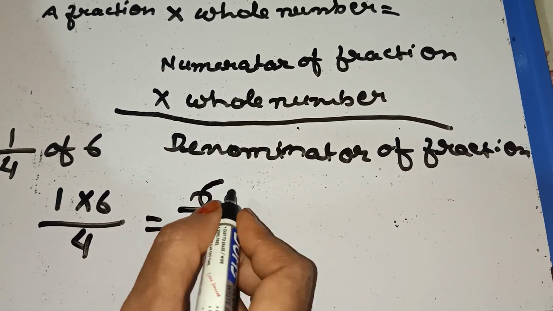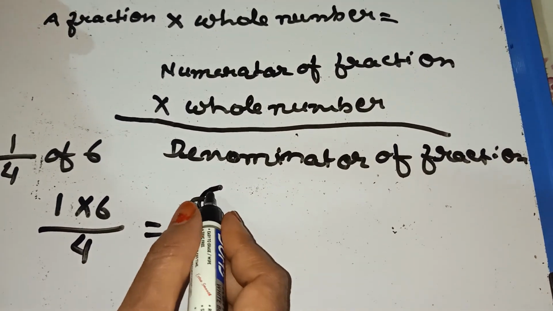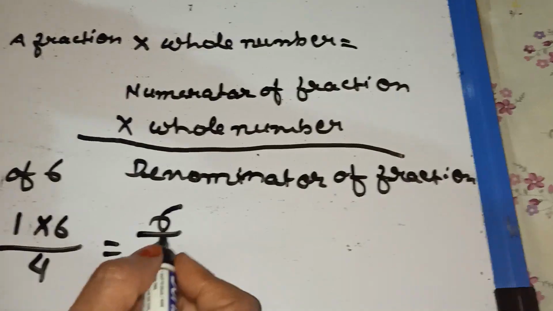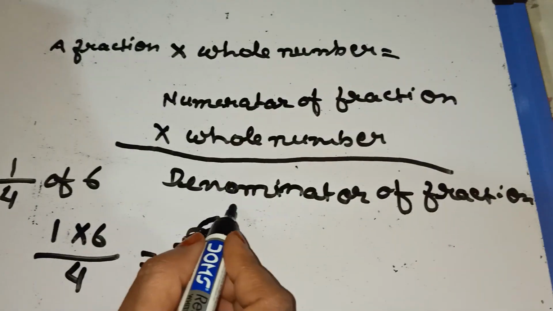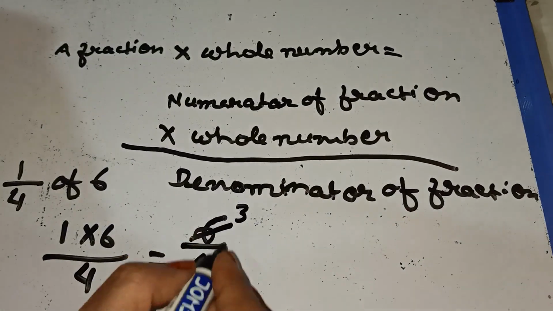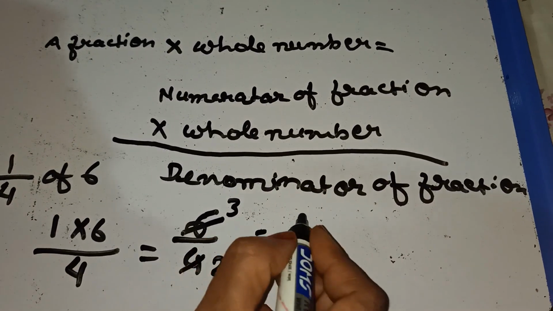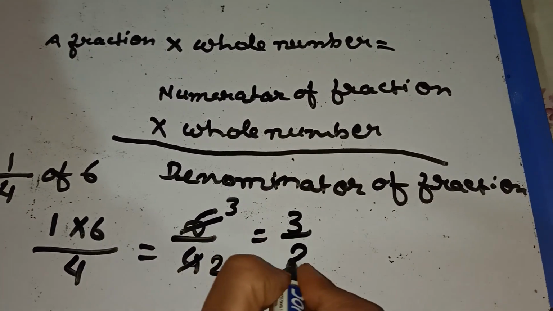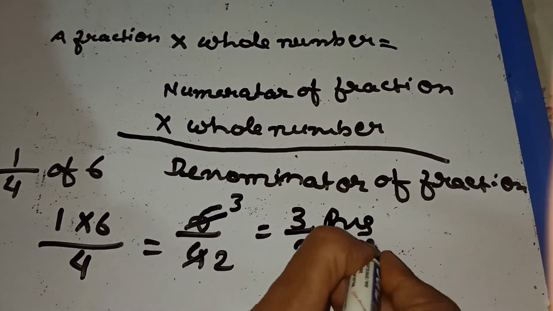After that you will see in which table 6 and 4 both are coming. So it is 2. 2 3s are 6, 2 2s are 4, and the answer of this question is 3/2. Okay, now it is clear.